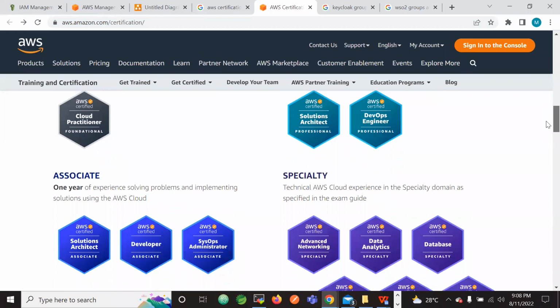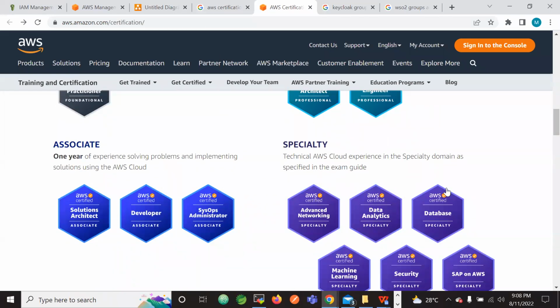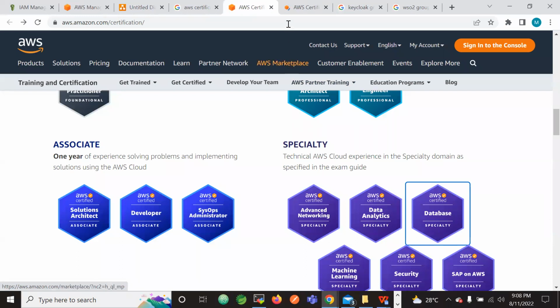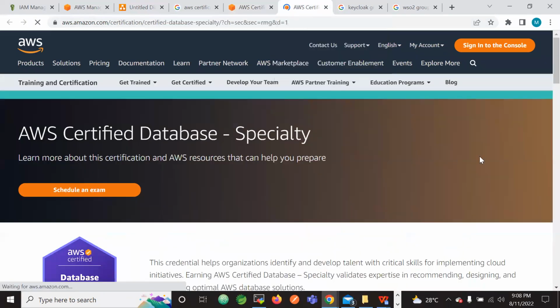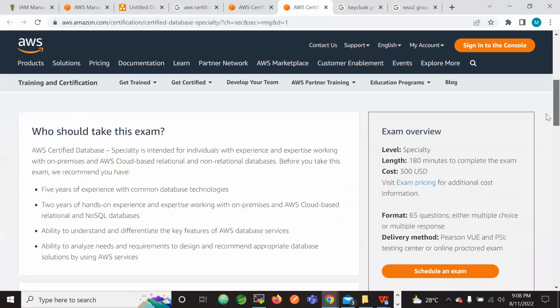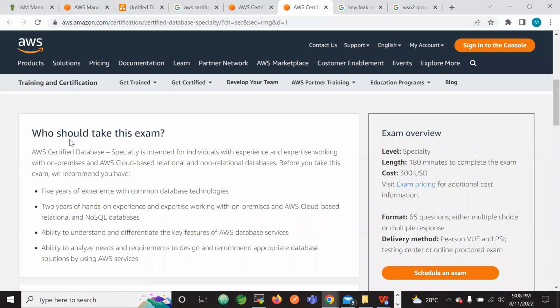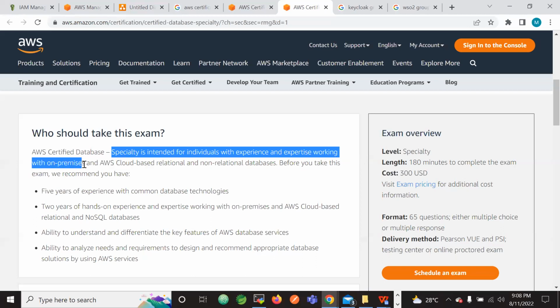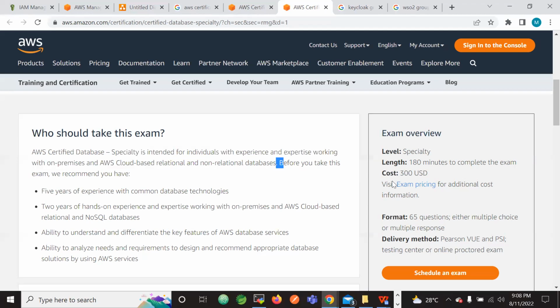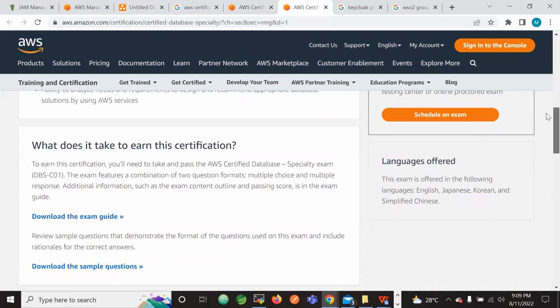So what we want is, see here. Let me go to this database again. He has given the prerequisite. I believe one basic cloud practitioner certification is required. So who should take this exam? AWS Certified Database Specialty is intended for individuals with experience and expertise working with on-premise and AWS cloud relational and non-relational databases. So before taking it, the recommended one is what he has given, and one cloud practitioner certification is what he will ask us.